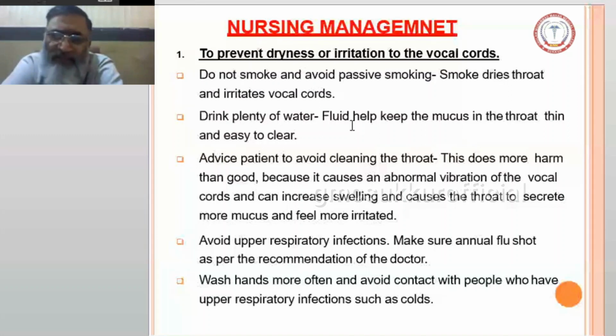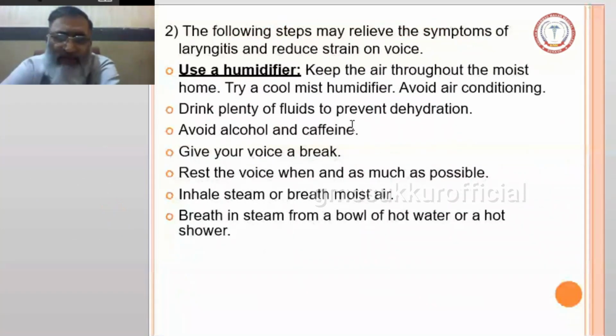Avoid upper respiratory infection. Make sure to take the flu shot as per the recommendation of the doctor. Wash hands more often. Avoid contact with people who have upper respiratory infections. To relieve the symptoms of laryngitis, use a humidifier. Here we use tincture benzoin to make the dry air moist. Then drink plenty of fluids. Avoid alcohol and caffeine. Give your voice a break. Rest the voice when possible. Inhale steam and breathe in steam from a bowl of hot water or a hot shower.